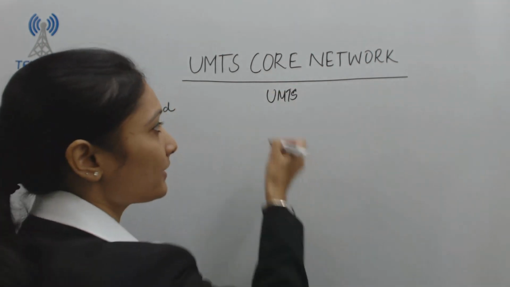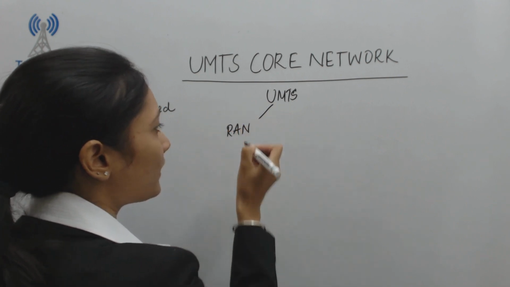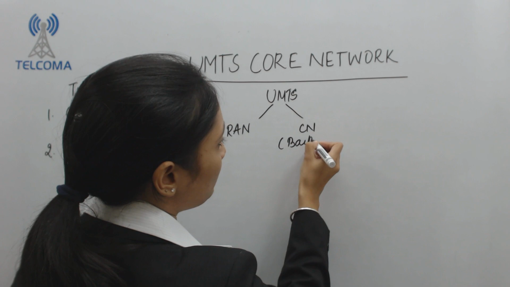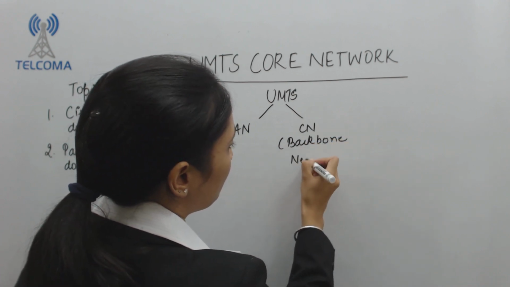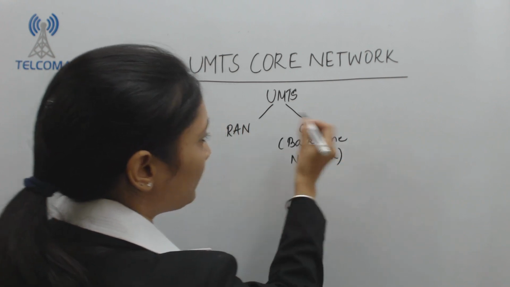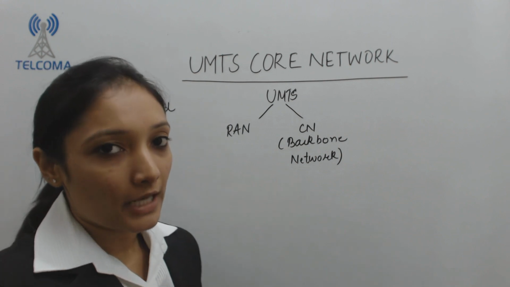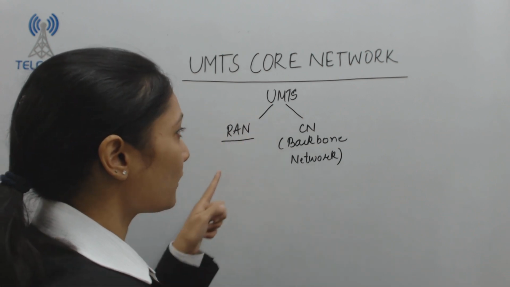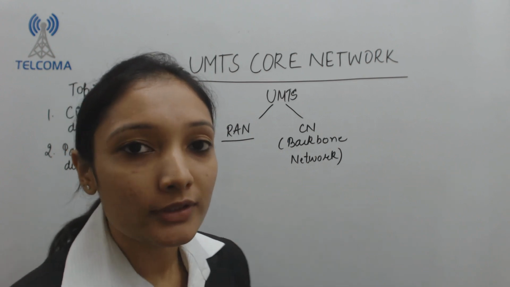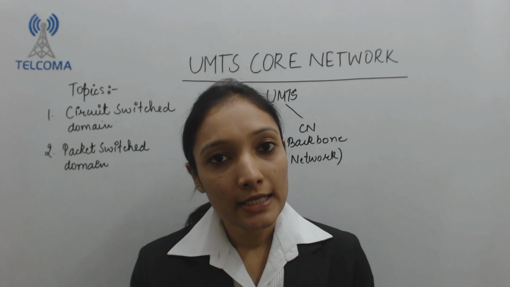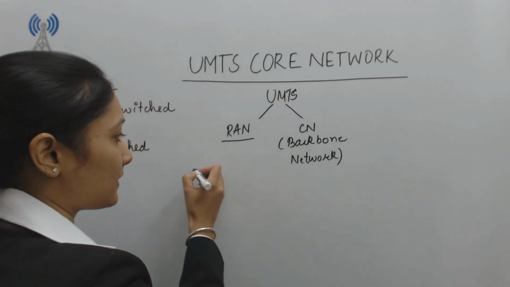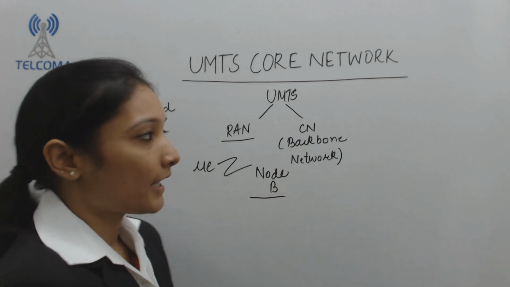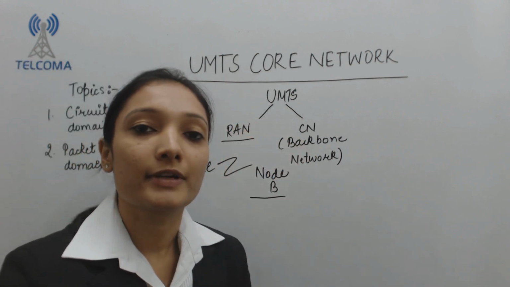UMTS network is classified into radio access network and our core network, which is also referred to as the backbone network. Now we have studied RAN, the radio access network. This network is responsible for employing our radio access technology. The 3G networks are based on the concept of WCDMA. So the air interface processing, between the user equipment and the NodeB, is done in our RAN, which is also referred to as UTRAN.